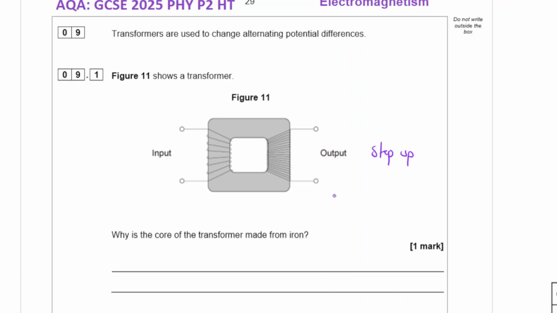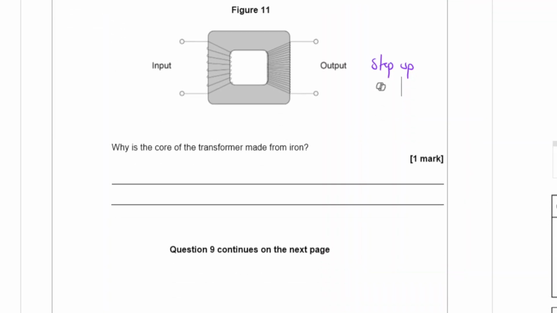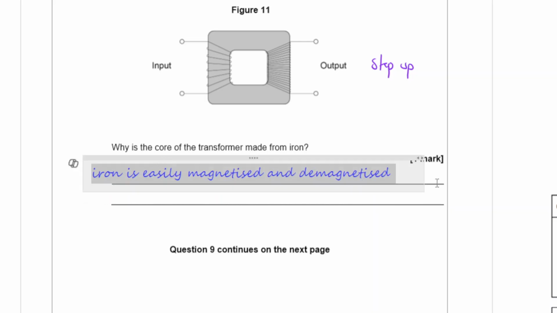Why is the core of the transformer made from iron? Now, iron can easily be magnetized and demagnetized.